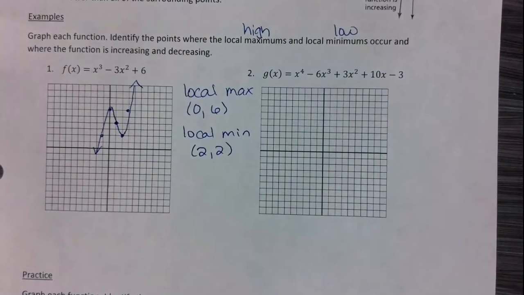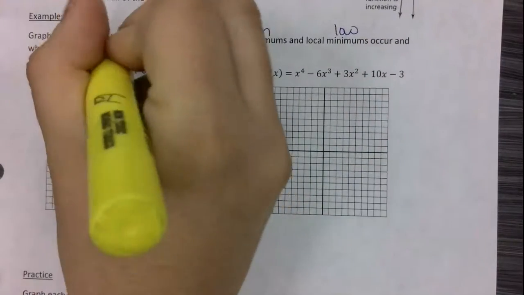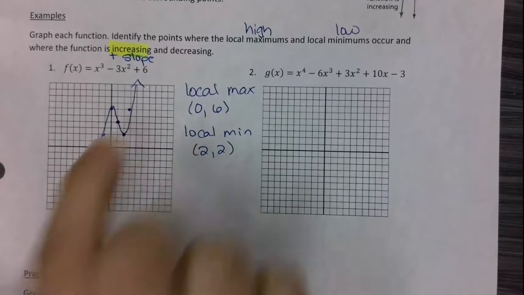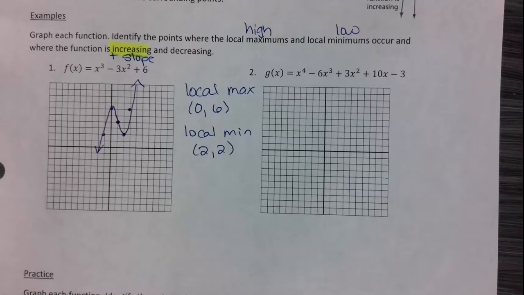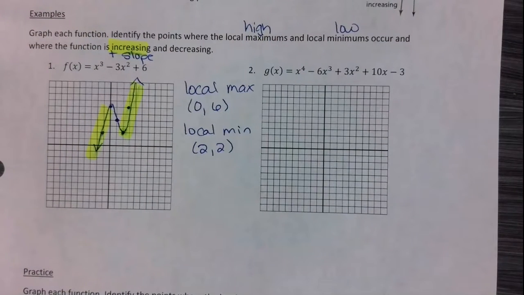Okay. And then it also wants me to say where the function is increasing and decreasing. So what does the word increasing mean? It goes up. So I want a positive slope. So if I look at this graph, how many lines are increasing? There's 3 lines on the graph. 1, 2, 3. How many of those are increasing? Okay. There's 2. Those 2, right?